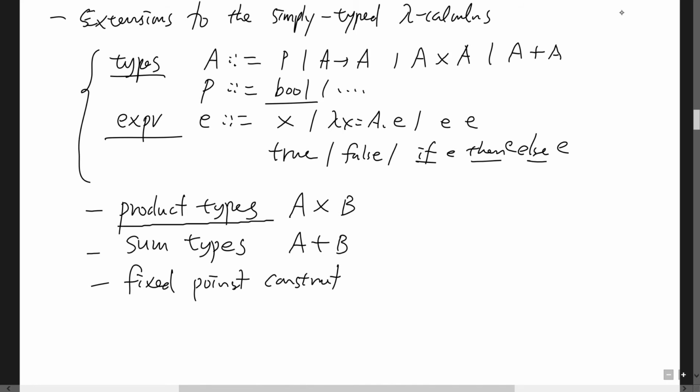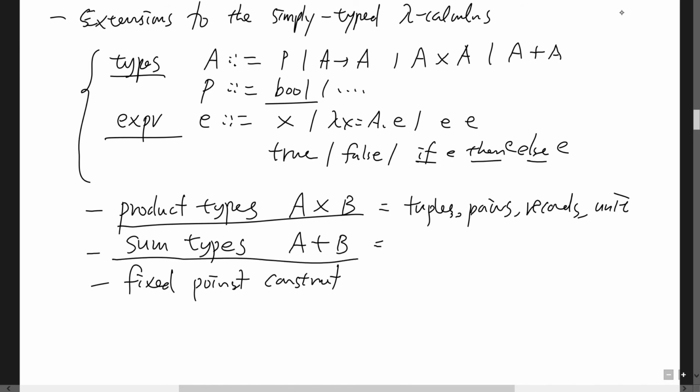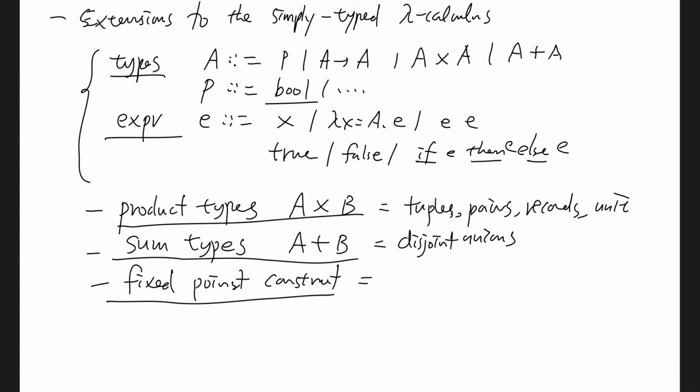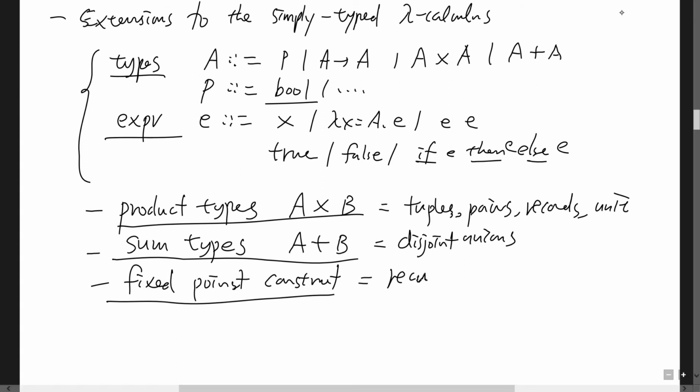The product types are what we need to implement tuples or pairs, records, or even unit in functional programming. And sum types are something like disjoint unions. And the fixed point construct is a primitive construct that we introduce to support recursion.